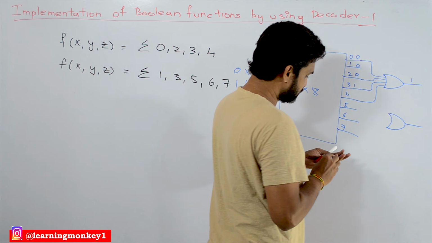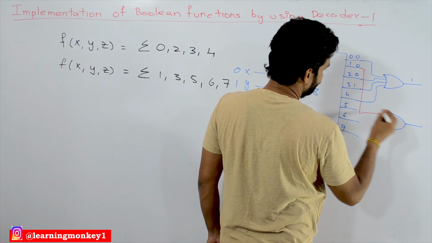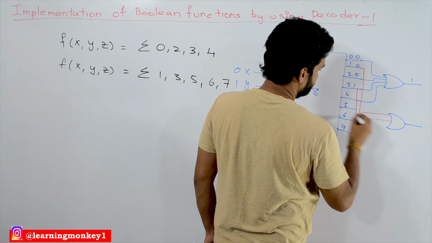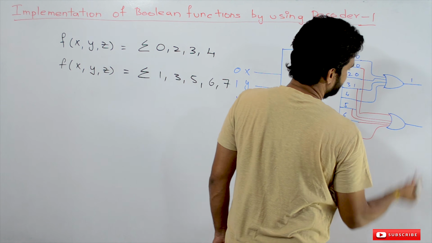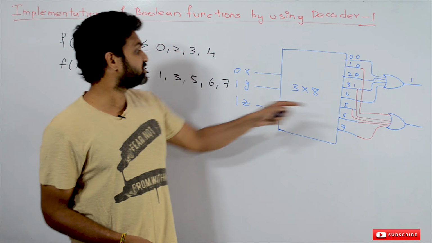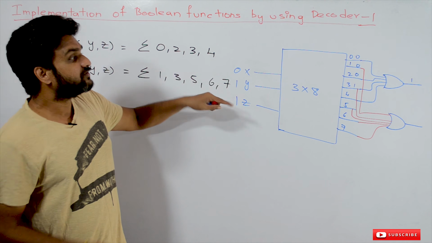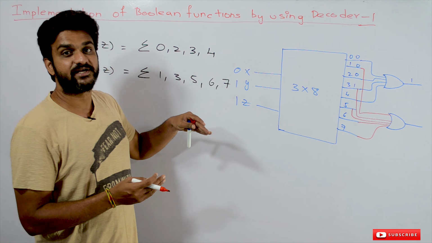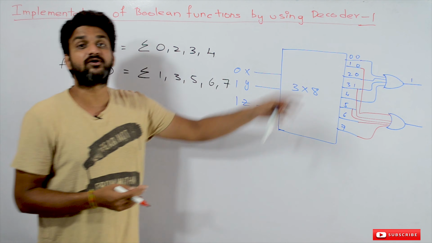So connect the minterms 1, 3, 5, 6 and 7. With these interconnections we implement this function also. For example, if you give 3 now, which functions will be activated? Both these functions are going to generate an output of 1.